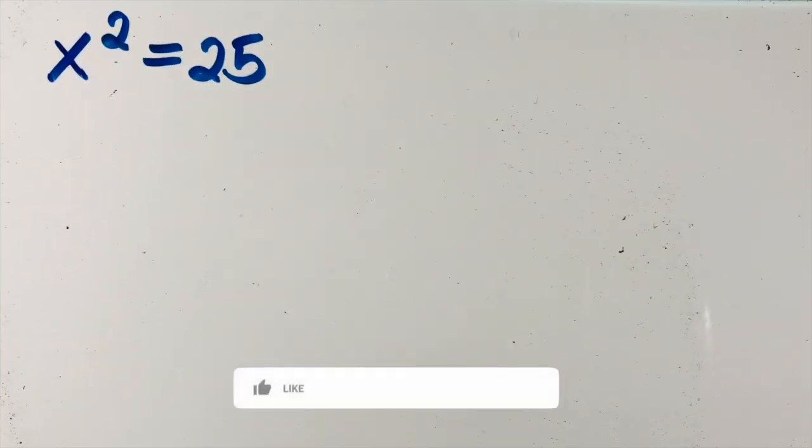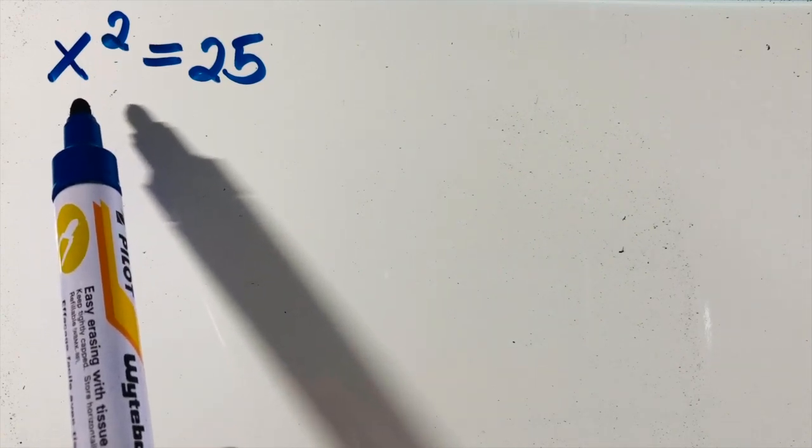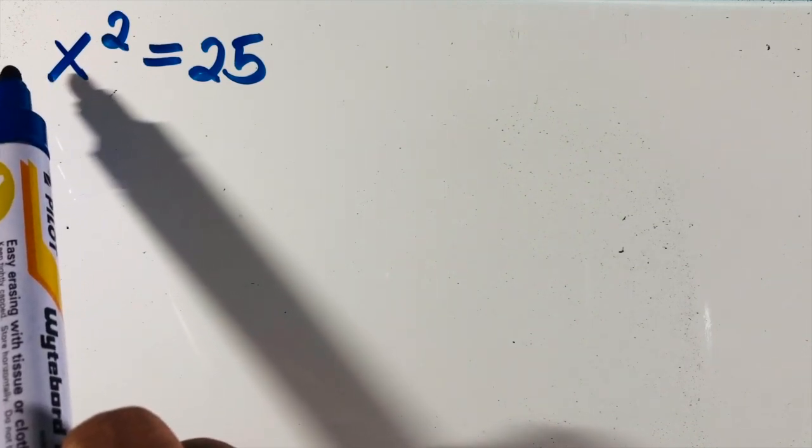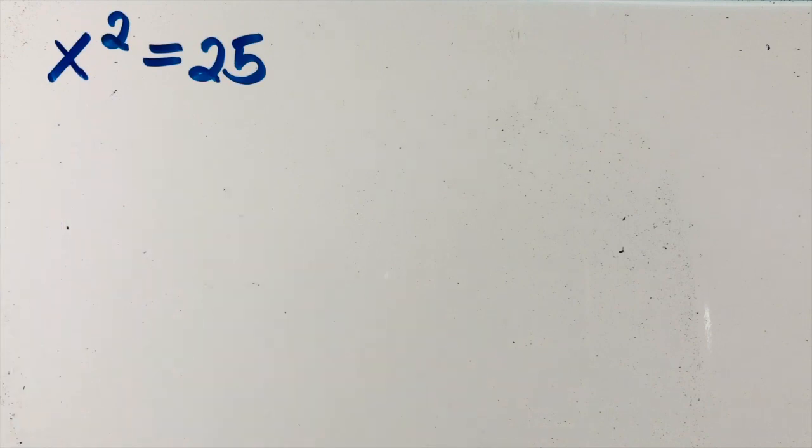Let us take this example. For step number 1, isolate the squared variable. As you can see, x squared is already isolated. Step number 2, make sure the coefficient of x squared is equal to 1. Now, what is the coefficient of x squared? That is 1. So therefore, we can now take the square root of both sides.